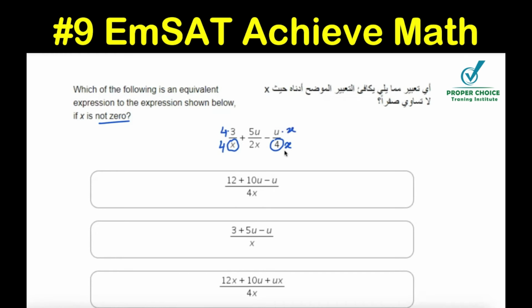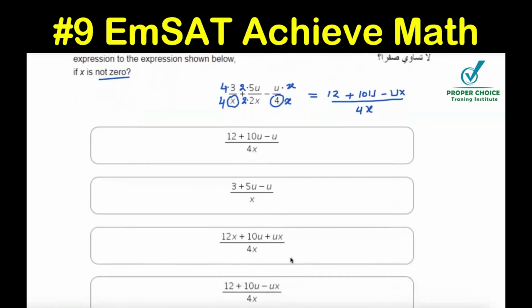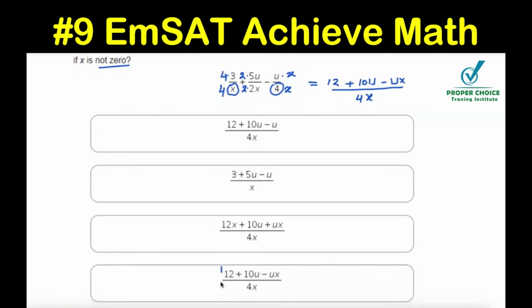So now 4x and 4x become the denominator, but in the middle term we have just 2x. To make that also 4x, multiply by 2. If you are doing it in the denominator, do the same in the numerator as well, and rewrite it as 4 times 3 is 12, plus 2 times 5u is 10u, minus ux, that is the numerator, divided by the common denominator, which is 4x. Once the denominators are the same, I write it only once. That matches which option? 12 plus 10u minus ux divided by 4x matches the last choice, option D. So we go with this one as the right choice.